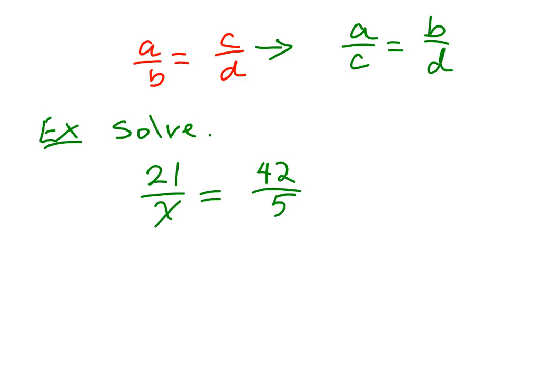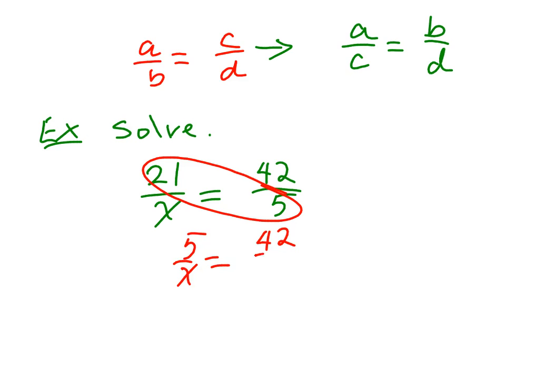Let's do the old switcheroo. If I switched my extremes around, if I switch these two numbers with each other, what would my new proportion say? 5 over x equals 42 over 21. Take a look at why this is so much easier now. What do you notice about 42 over 21? Doesn't that simplify? Wouldn't it be 5 over x equals 2 over 1?